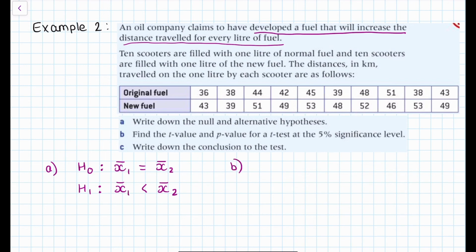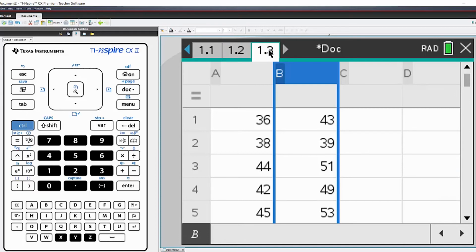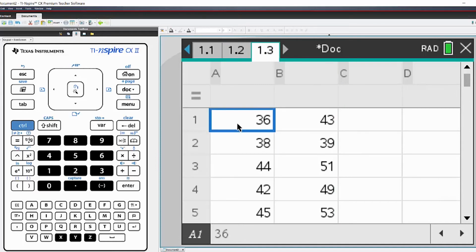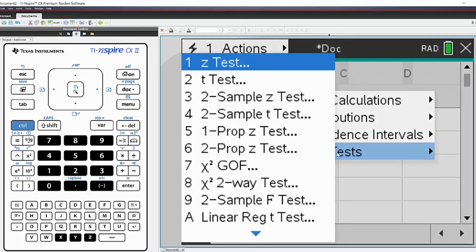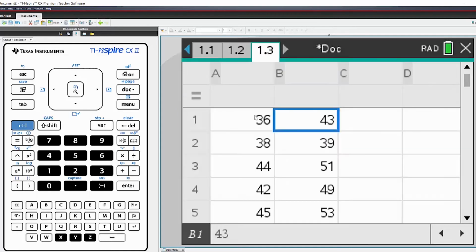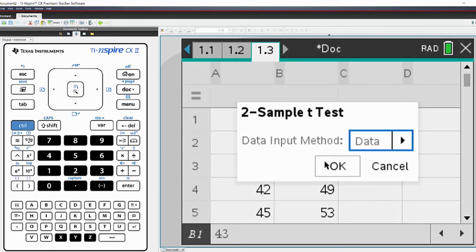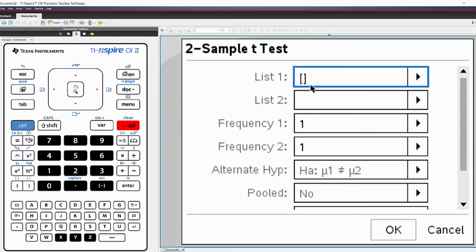Part B, find the t-value and p-value for the t-test at the 5% significance level. Once again, I'll go to the calculator and show you how to do that one now. Once again, I've already put the data in here, so our original fuel data is in the first column and our new fuel data is in the second column. Same steps as before: menu, statistics, stat tests, two sample t-test. Our data input method once again is data. Our first data is in column A, second data in column B.